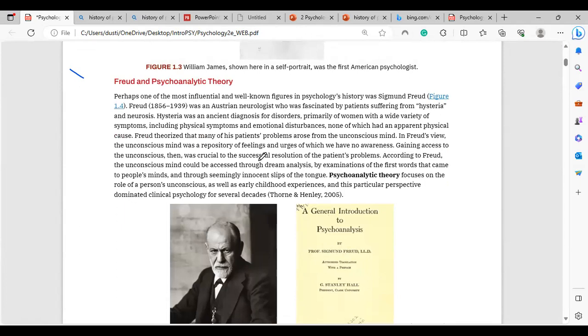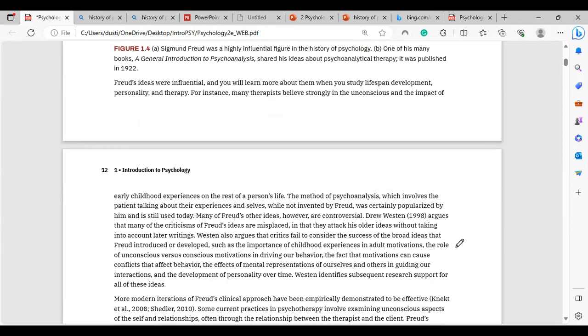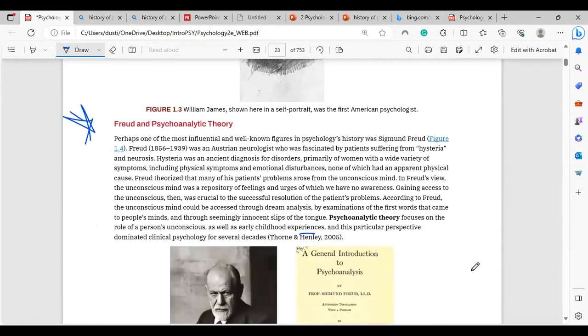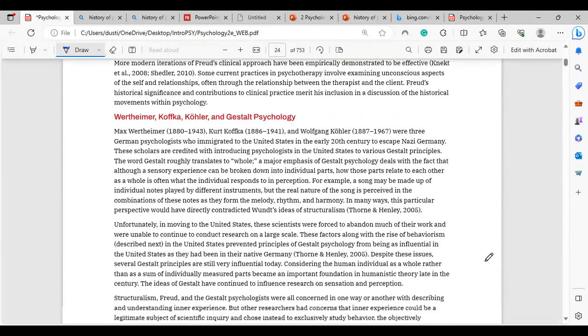Freud, in the psychoanalytic theory, focuses on the role of a person's unconsciousness as well as early childhood experiences. If you ever go into education, you will read about that quite a bit, and him quite a bit. Trust me, a key component. So I'm going to star this, that you go more into that. And I'm hoping to have maybe a second video of him. But again, I do want to get through the chapter.